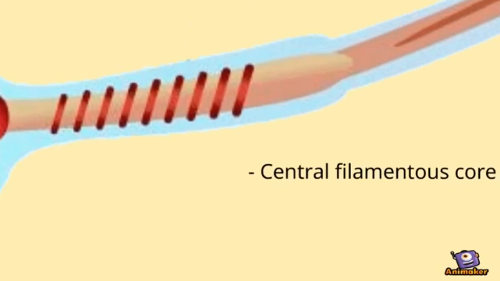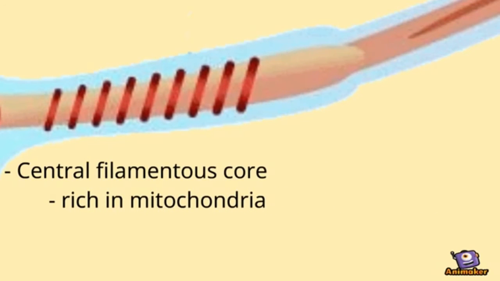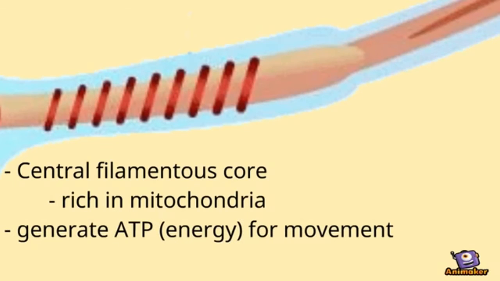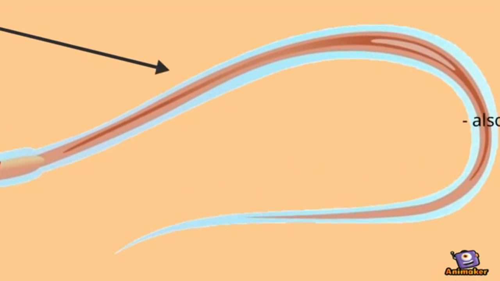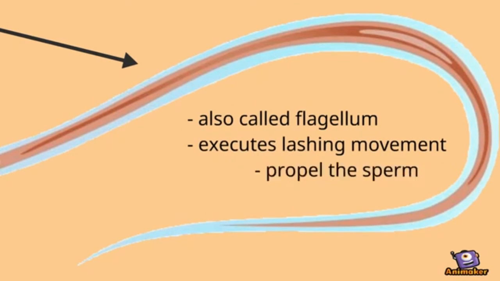The central filament core is located at the midpiece of the sperm, which is rich in mitochondria. Mitochondria act as the powerhouse and generate energy for sperm movement. The tail of the sperm is also called the flagellum. It executes a lashing movement to propel the sperm.